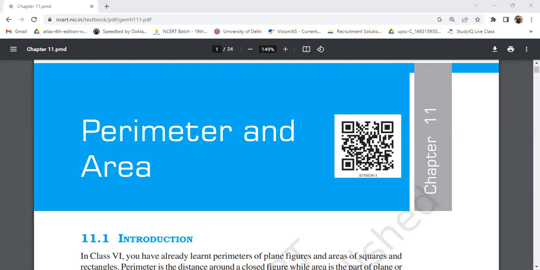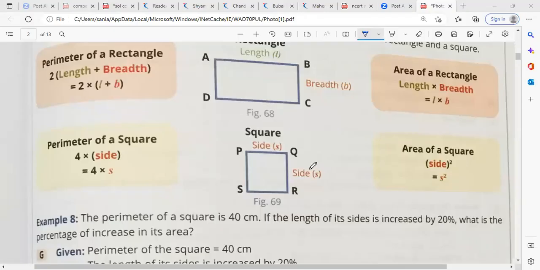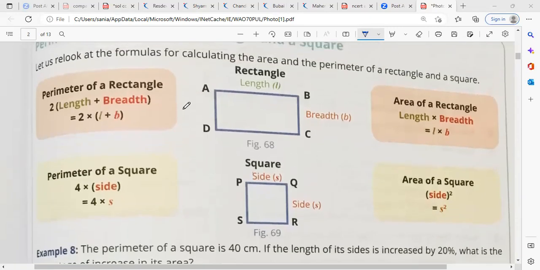Ma'am, my screen is frozen. Okay, it's paused. Can you see? Let me just share it again. Can you see it now? Yes, ma'am.